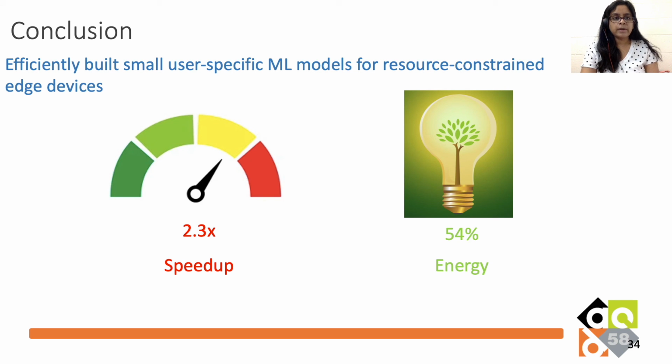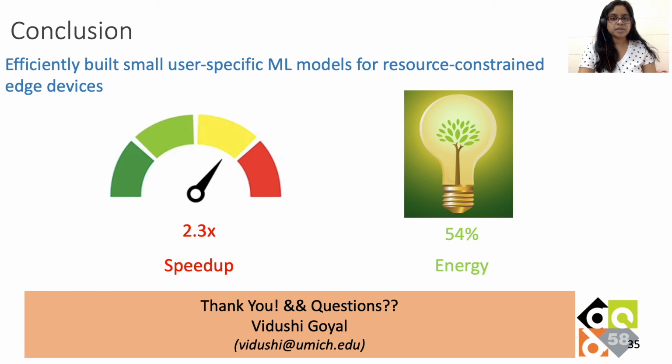In conclusion, we efficiently build small user-specific ML models for these resource-constrained edge devices to give 2.3x speedup and 54% energy efficiency. Thank you, and for questions, drop me an email.